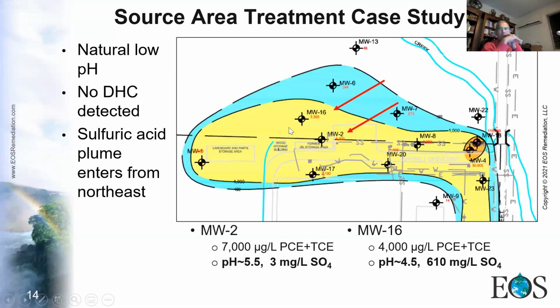And one of the reasons why it was so low, besides the natural pH of the site, is because there was a sulfuric acid plume entering from the northeast. So basically, you can tell that's how it's affecting the site, because you can see some high concentrations of sulfates as well, besides the pH. And naturally, no Dehalococcoides were detected on this site. Therefore, in order to treat this site in an affordable way, some bioaugmentation had to be performed.